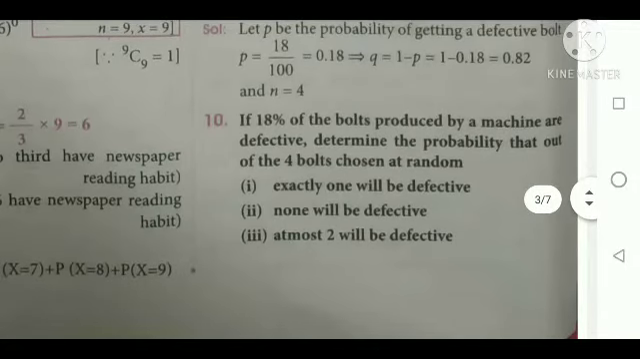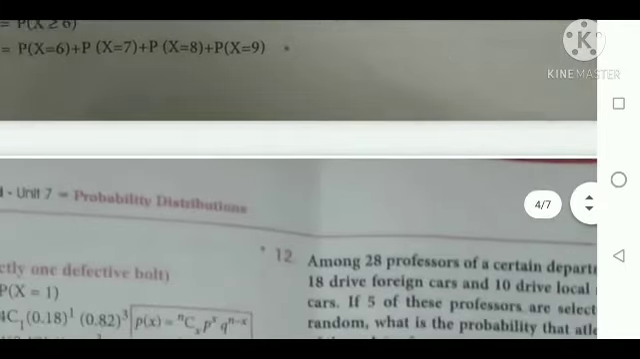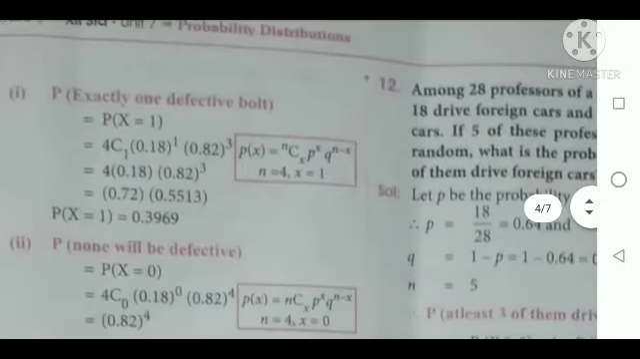That is, let P equal to probability of getting defective bolts, means P equal to 18 by 100, which is the answer for the 10th question. Okay, Q equal to 1 minus 0.18, we are getting 0.82, and N equal to 4. After that we are going to see the continuation of this, that is P of exactly 1 defective bolt means P of X equal to 1, that is 4C1, N equal to 4, X equal to 1. Therefore 4C1, P power 1, Q power 3, that is 4 minus 1 means it becomes 3.